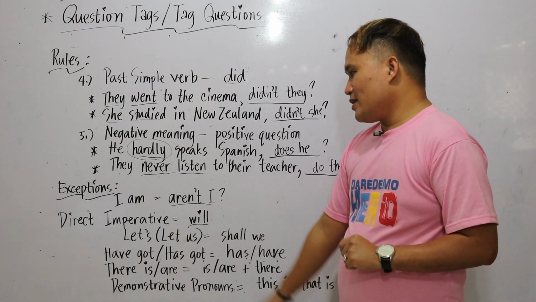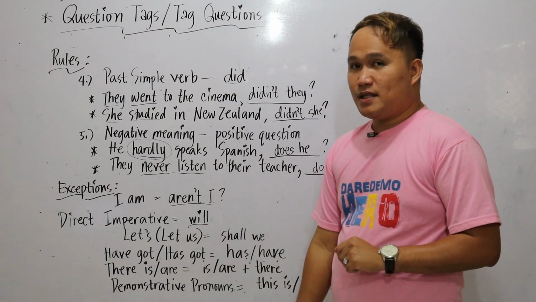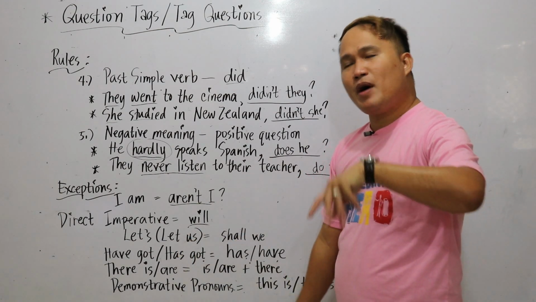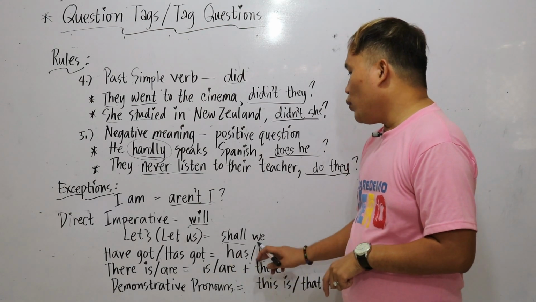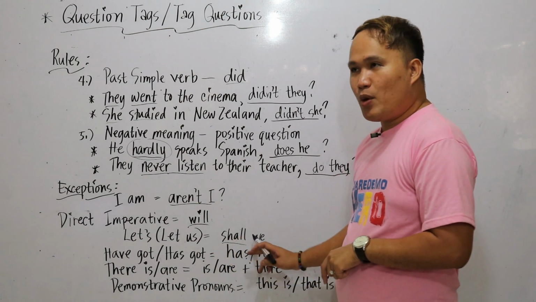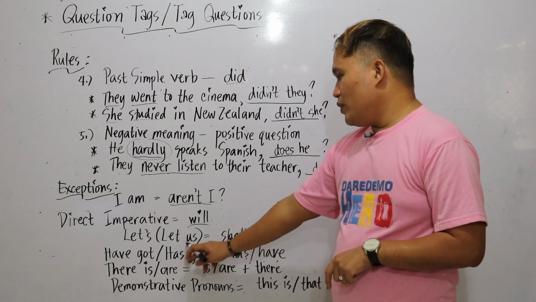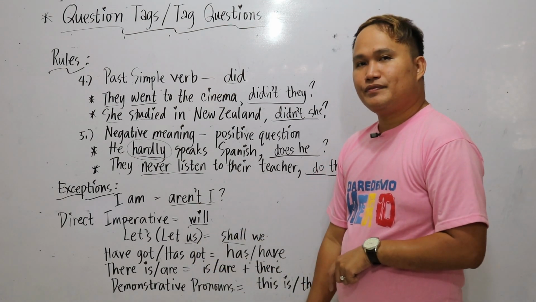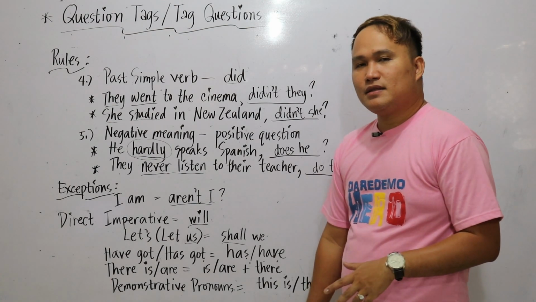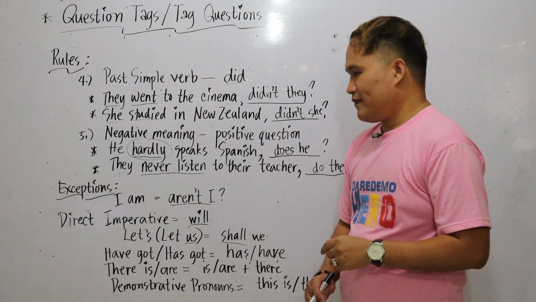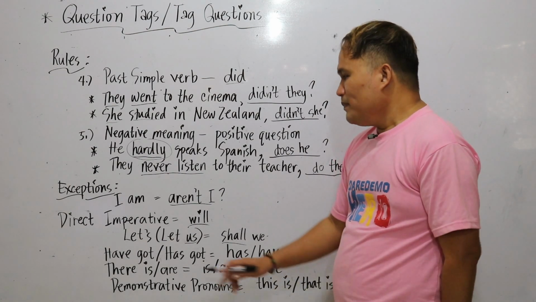For let's, the contraction of let us, as in let us go to the park, you always use shall we, shall plus the pronoun we, because we use us here. So, let's go to the mall, shall we? You're inviting.